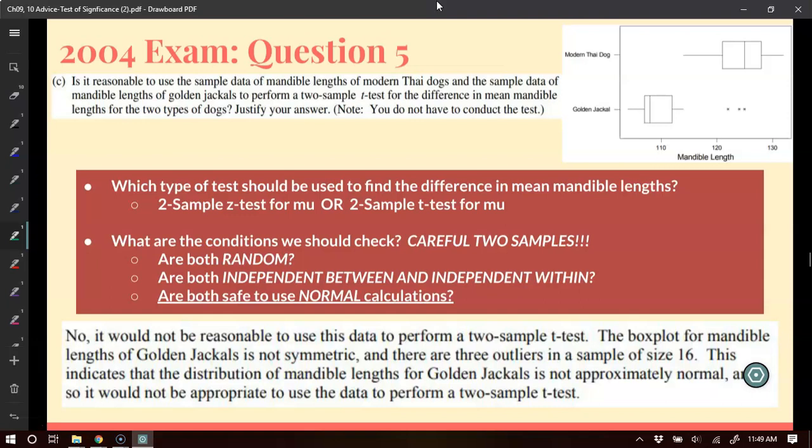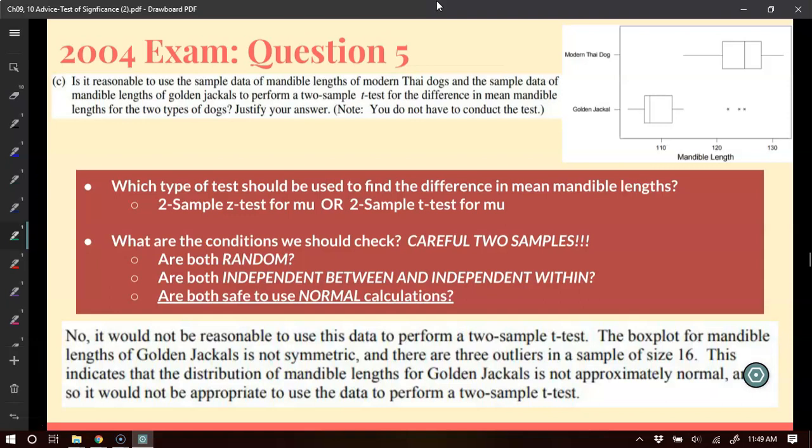So you can read their answer on that one, but that's what they're trying to address is modern Thai dogs. It's good. You can do a T interval in that case, or you could even do a T test if you wanted to for that one. But you can't do it for both. Really specifically, you can't do it for golden jackals because it has those outliers and it's not roughly symmetric.